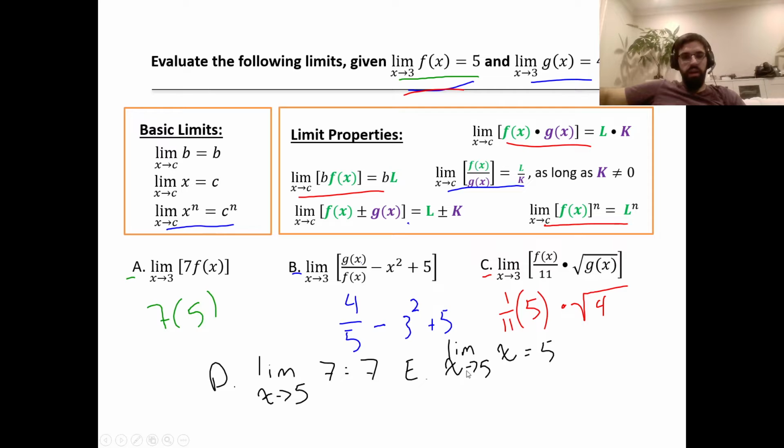A couple more examples we added in. Limit as x approaches 5 of 7 is just going to be 7. That's our basic limit principle right here. And the limit as x approaches 5 of x is just going to be 5, another basic principle.